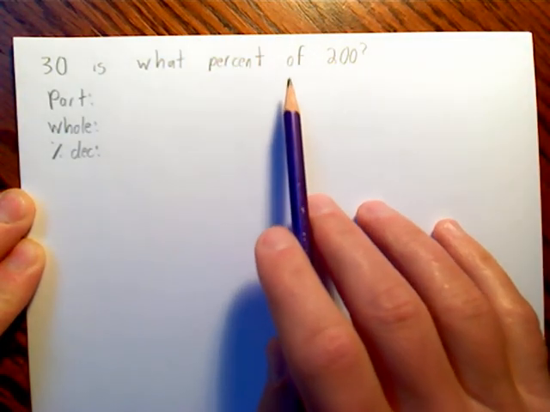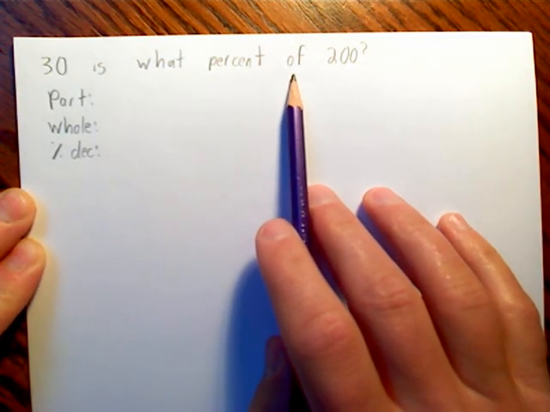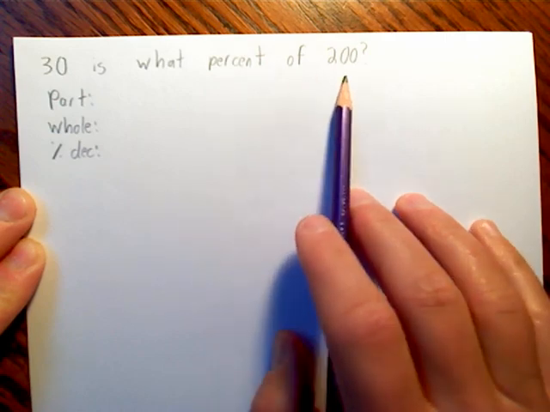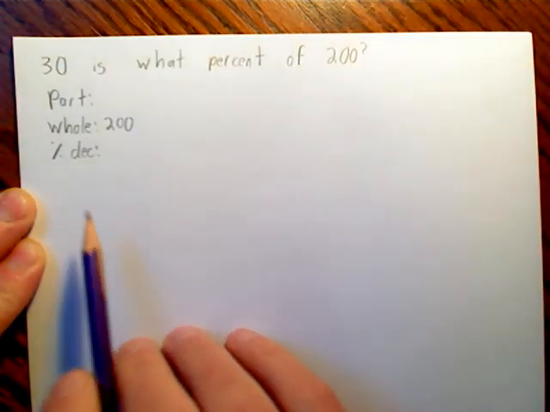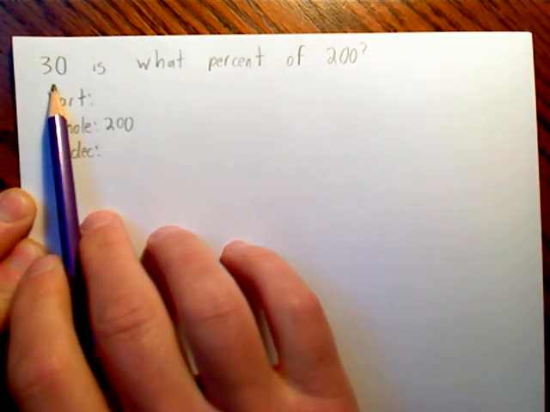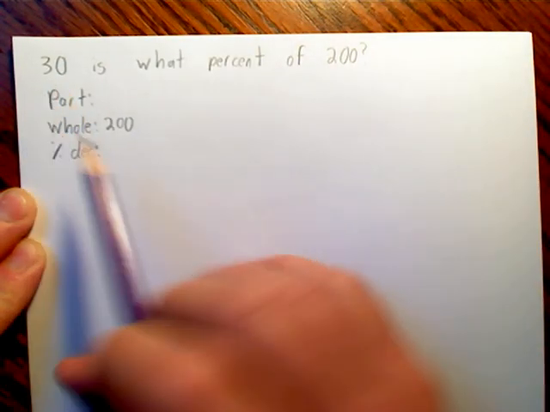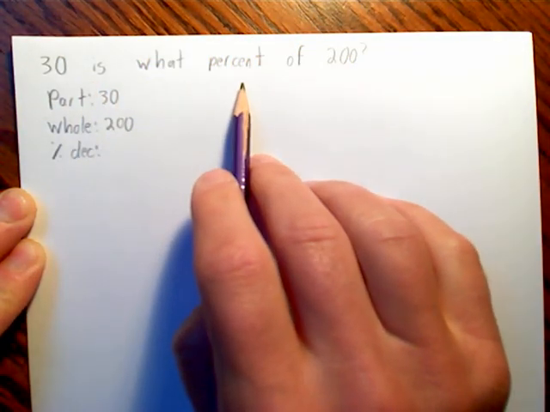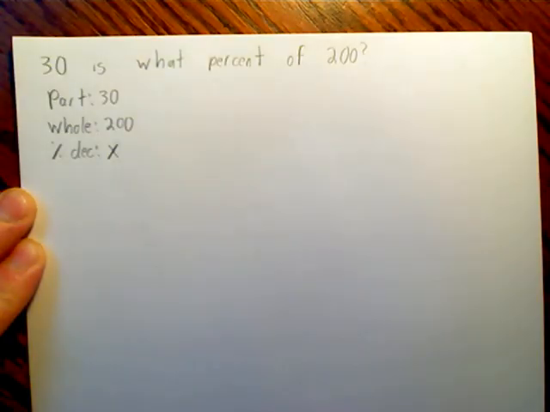I always look for the "of," which tells me my whole. Of, there it is right there, 200. So there's my whole. That's my total amount. Part has got to be 30 because I don't see a percentage up here. "Is what percent?" So there it is right there. We don't know what our percent is yet.